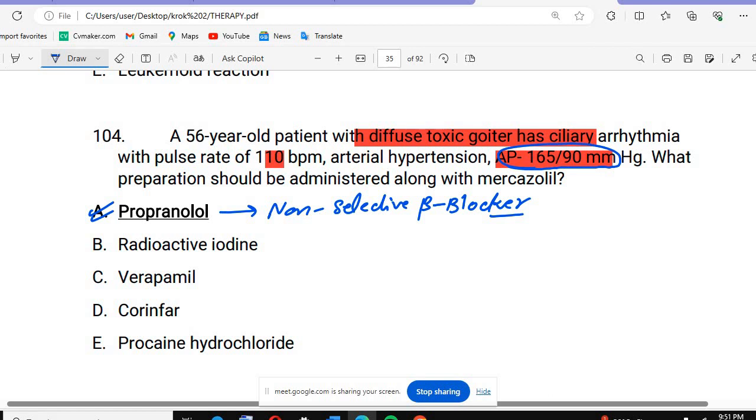Okay, and here, why are we giving propranolol along with mercazole? Because this is helpful to prevent the high blood pressure in this patient.